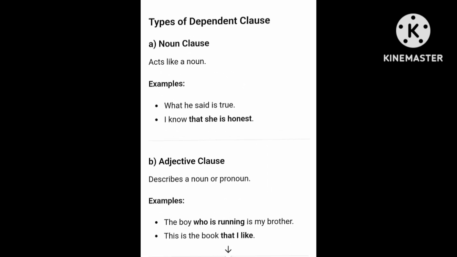Types of dependent clauses. A. Noun clause. Acts like a noun. Examples. What he said is true. I know that she is honest. B. Adjective clause. Describes a noun or pronoun. Examples. The boy who is running is my brother. This is the book that I like.